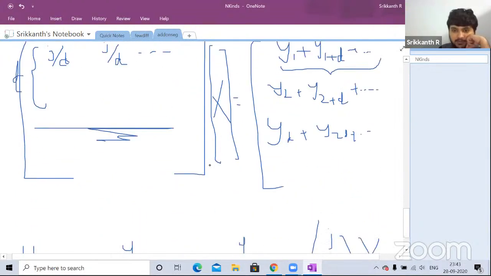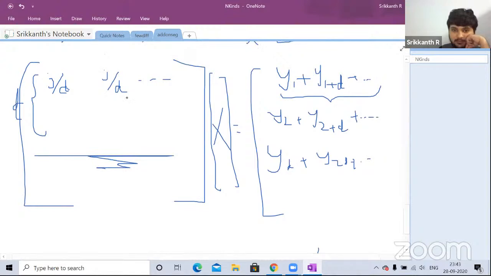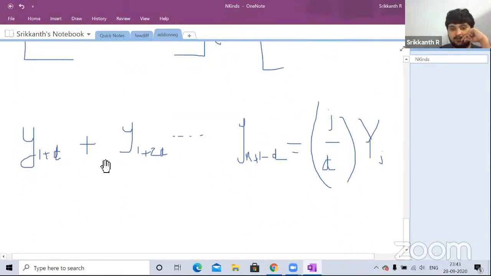Another thing that tells you is that the first D rows of this product are the same, because the first D rows are the same. So obviously this row into this column will be the same for the first D rows, and so all these guys are equivalent. So y1 plus d, y1 plus 2d, and so on till d. All those guys are equivalent to this value j by d times yj. That's why I had this convenient value yj here.